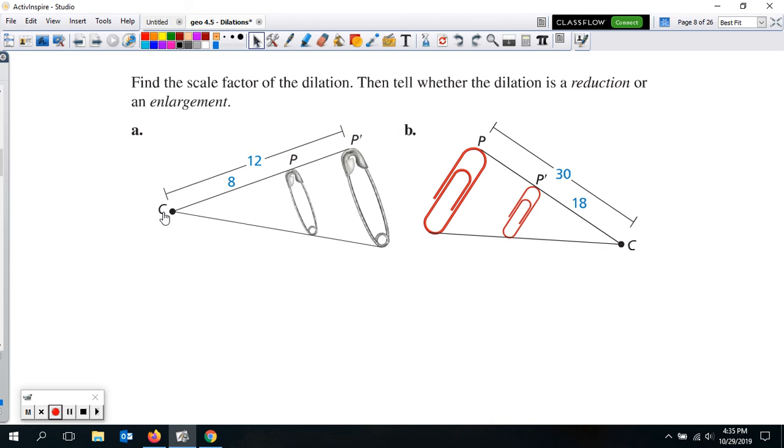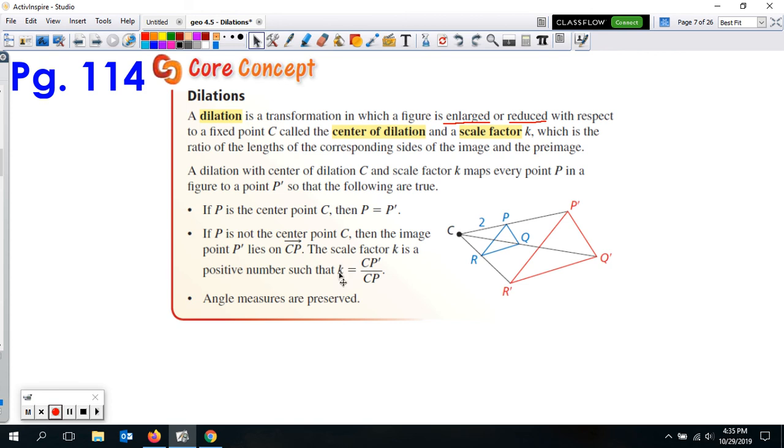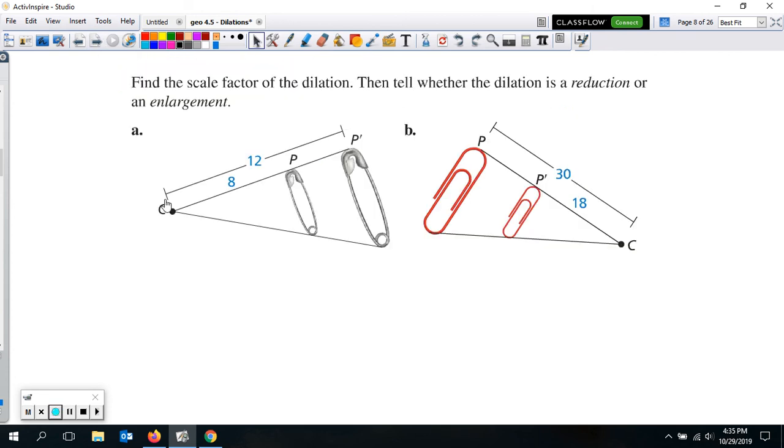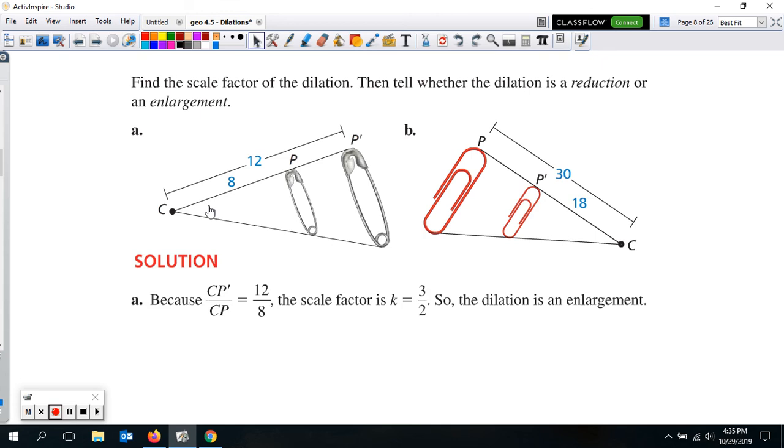So for this first one, A, you can see from C to P prime, that's 12. C to P is 8, and that's what this was saying back here. We're going to find scale factor k. That's what we're going to be calling our scale factor, the k. But we want to put that segment over the other segment. So CP prime over CP. So it's going to be 12 over 8, which we can reduce. So k is 3 over 2. That's our scale factor, 3 over 2. Or we could even do 1.5 there. And you can see right here, how do you know it's an enlargement?